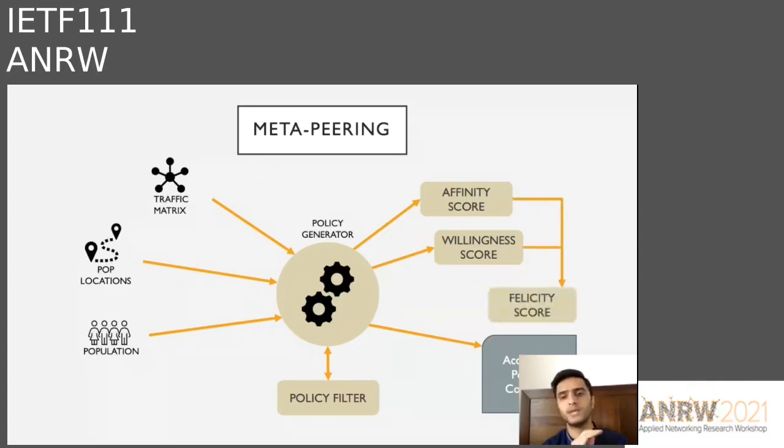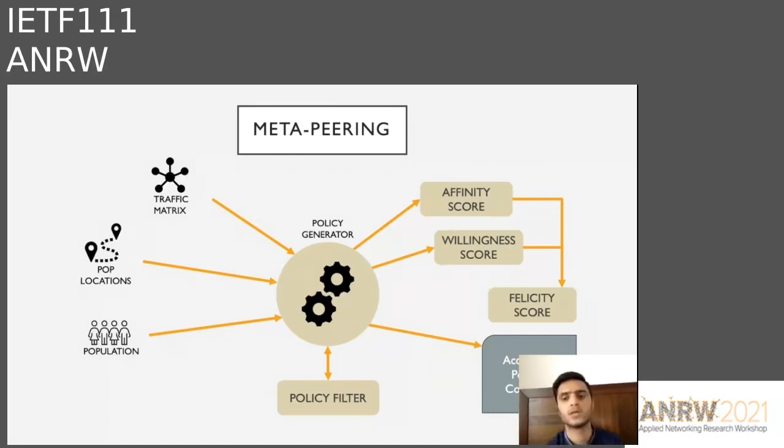We then take the geometric mean of the willingness score, which is the representative of the willingness to peer, and affinity score, which is the representative of the non-overlapping areas and population, to get the felicity score, which tells us whether or not these ISPs should peer. Now, please note that these scores are novel. They're not like an industry standard. We came up with these scores, and we have discussed how we came up with this and what they represent.